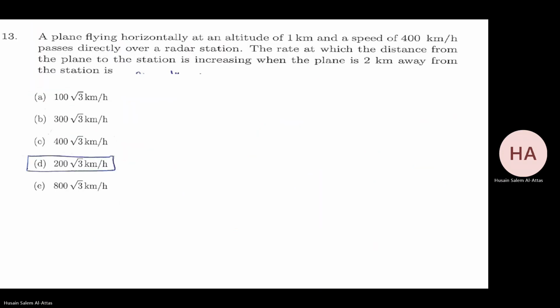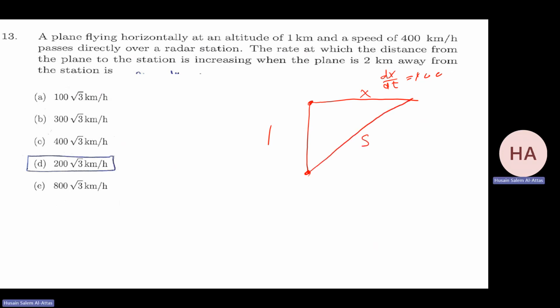Okay. A plane flying horizontally at an altitude of 1 kilometer, and the speed 400. Let me call this x. I have dx by dt equals 400. The altitude is 1. It passes over a radar station here. The distance, we call it s. So I have s squared equals x squared plus 1 squared.